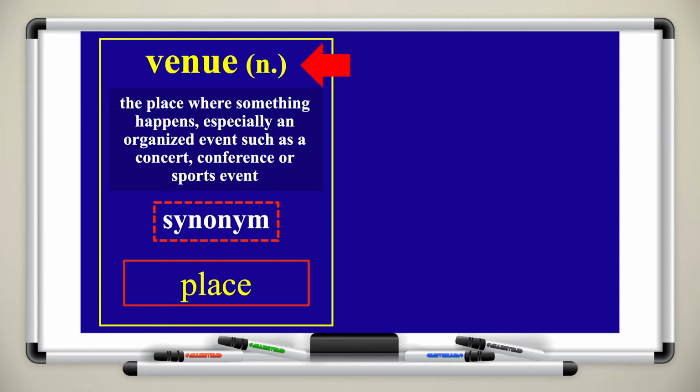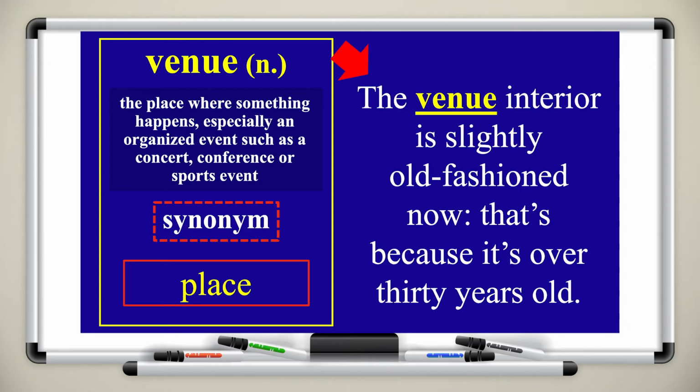The next vocabulary item is venue. It's a noun. It means the place where something happens, especially an organized event such as a concert, conference, or sports event. Another word for venue is place. For example, the venue interior is slightly old-fashioned now. That's because it's over 30 years old.